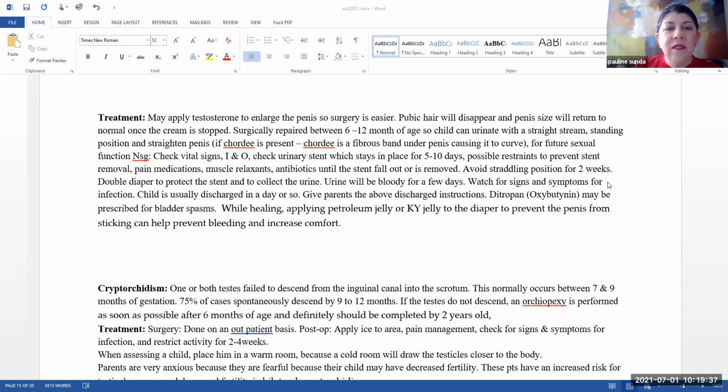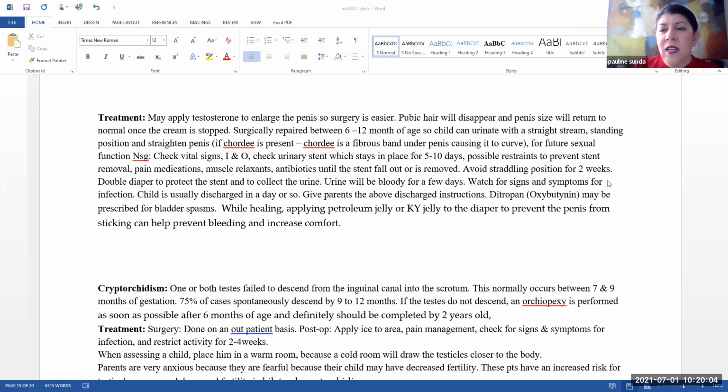Nursing, so we want to check vital signs, strict intake and output, check the urinary stent. Sometimes this may just be a catheter, which stays in place for 5 to 10 days. They may need restraints to prevent them from pulling the stent or the catheter out. Pain medications, muscle relaxants, antibiotics are typically in place. They'll be taken until the stent falls out or the catheter is removed.